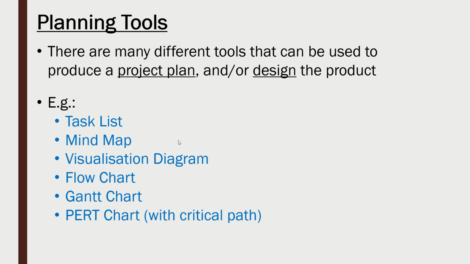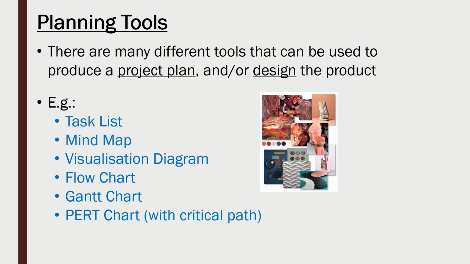So the tools we need to know about, which we'll cover individually, are the ones listed here. So 6 different planning tools. Some are for planning, as in creating a project plan, and other ones are more for design. Some can be used for both. But these are not the only tools that exist. These are just the ones which OCR have chosen for you to learn about, and they're useful ones too.